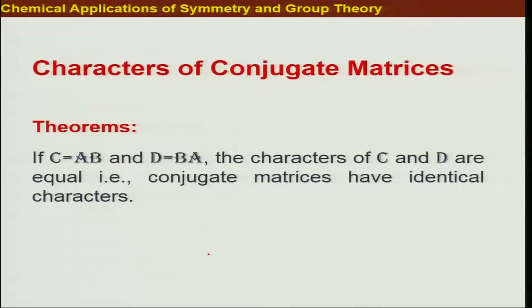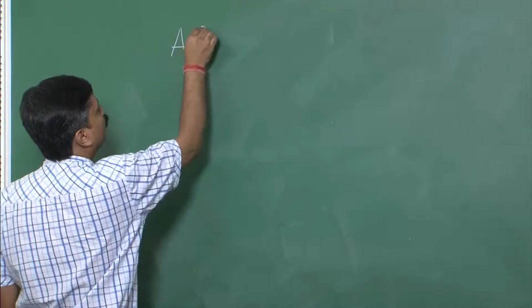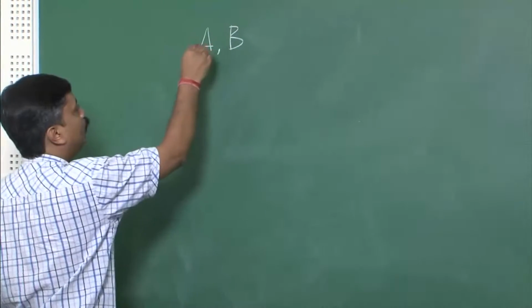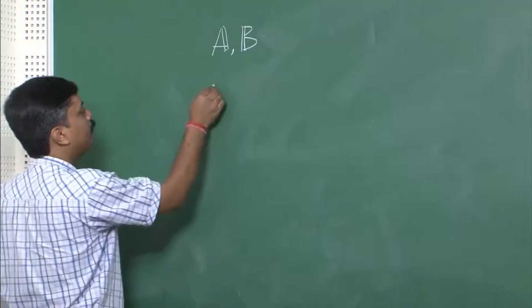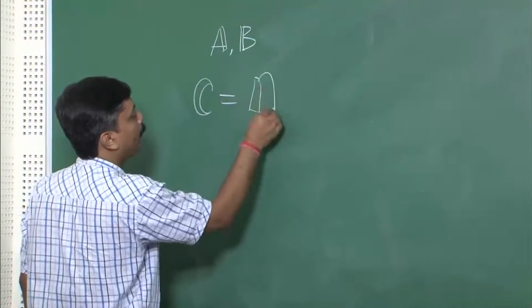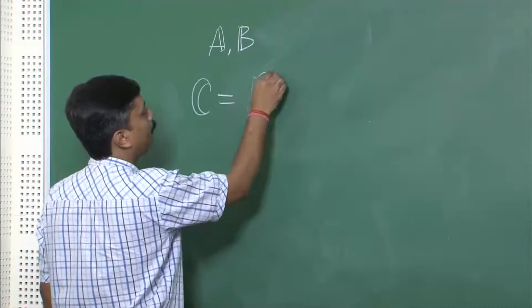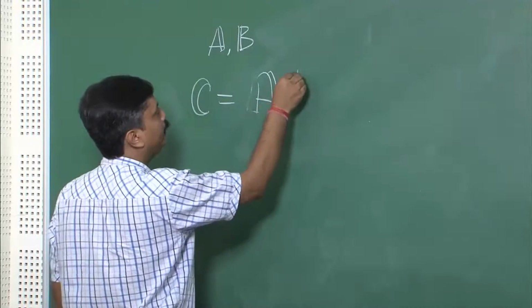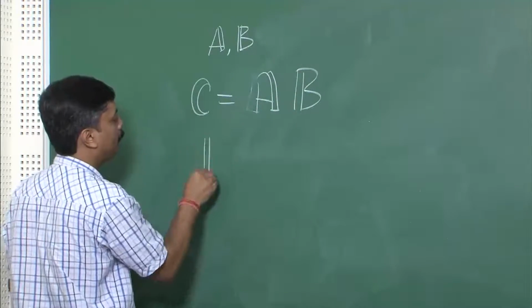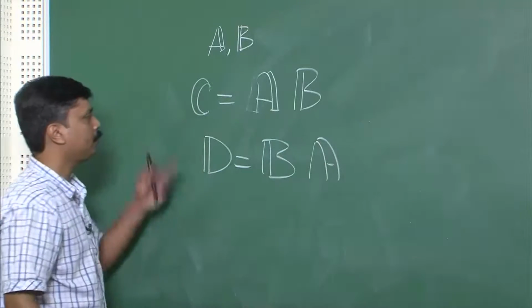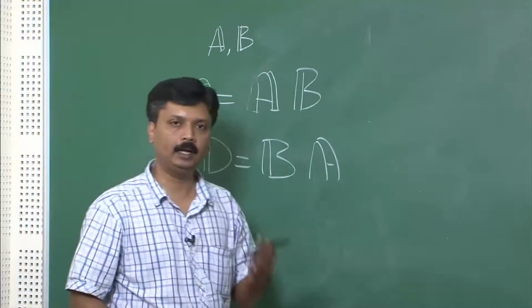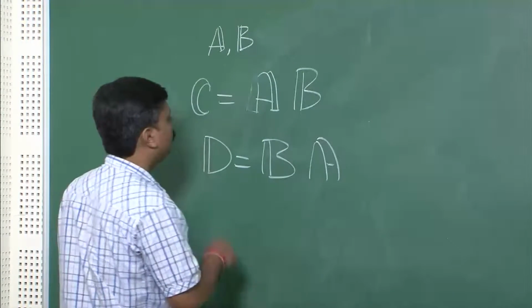So, what I mean here is, for example, say A and B are two matrices representing two symmetry operations. Okay. So, if I have a relation like C equals AB, and D equals BA, then C and D will have identical characters. So, how do I prove that?